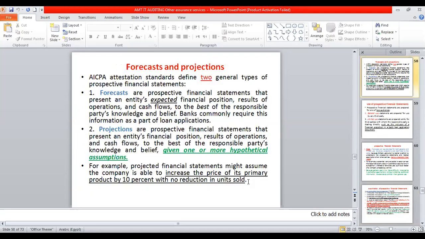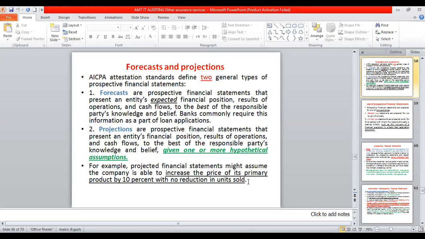According to prospective financial statements, we have two types: they may be forecasted or they may be projected. What is the difference between forecasted prospective financial statements and projected financial statements? The main concept is very close, but we have only one difference.